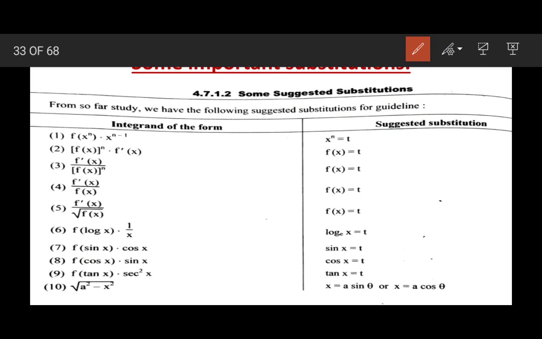Then the next integrand is f of tan x into sec square x. As we know, tan x is a function and the derivative of tan x is sec square x.